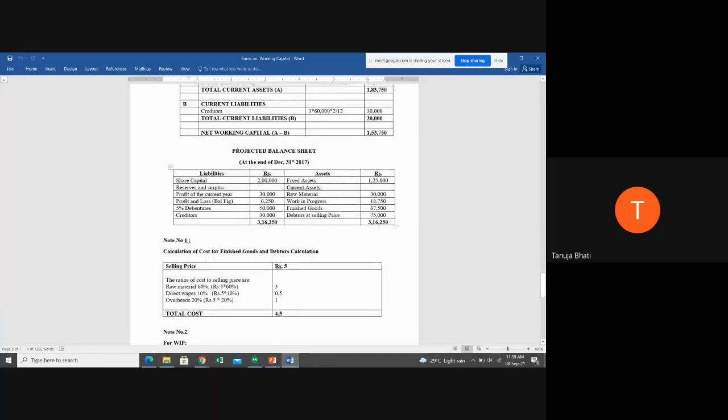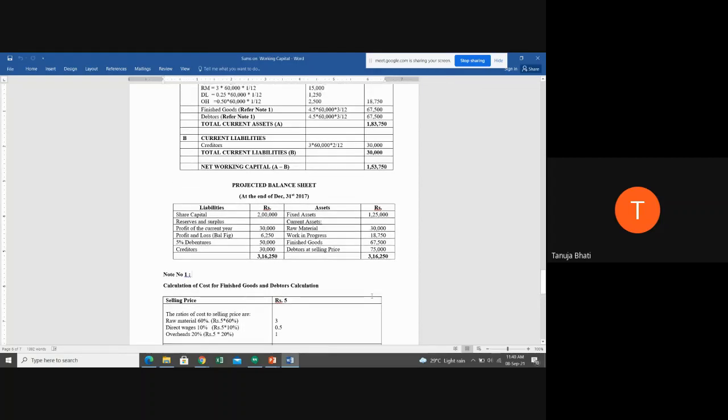So students, this is the projected balance sheet. Share capital, as it is we have written from the problem, 2 lakh rupees. 5% debentures, as it is we have taken from the problem, 50,000. Creditors we have calculated, students. Creditors we have calculated 30,000 and we have written 30,000 as the value of creditors.